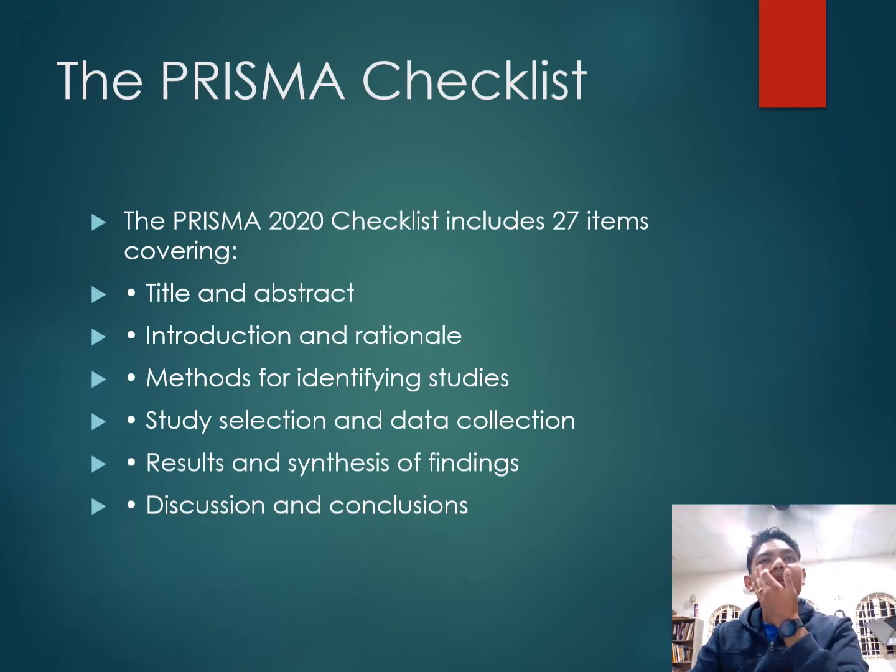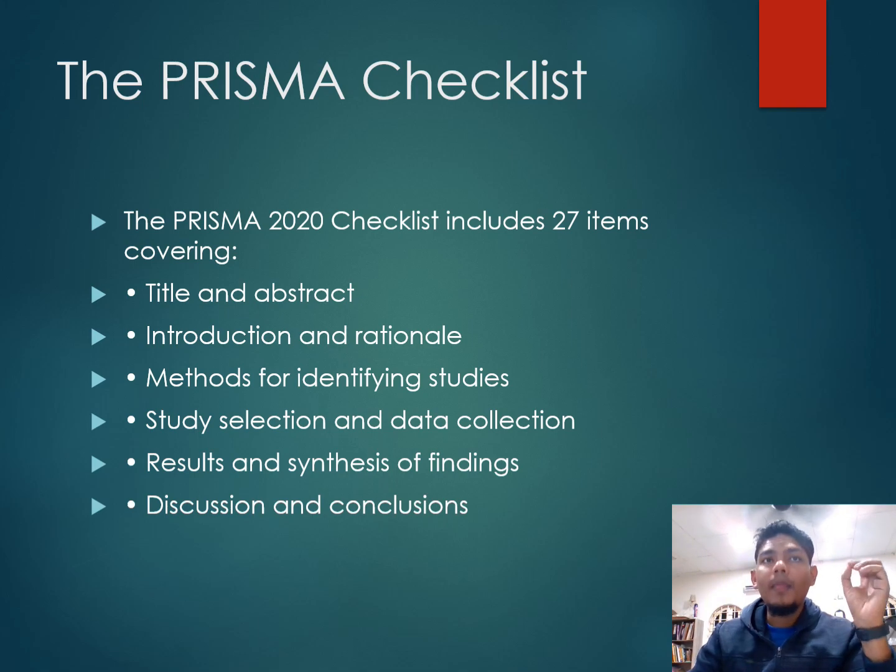So, the Prisma checklist. The Prisma 2020 checklist includes 27 items. The first one is title and abstract. The second one is introduction and rationale. The third one is methods for identifying the studies. The fourth one is study selection and data collection. And then results and synthesis of findings. And then the last one is discussion and conclusion.